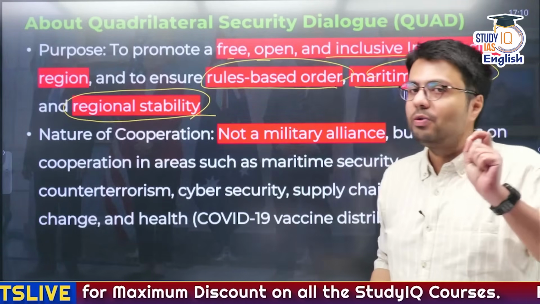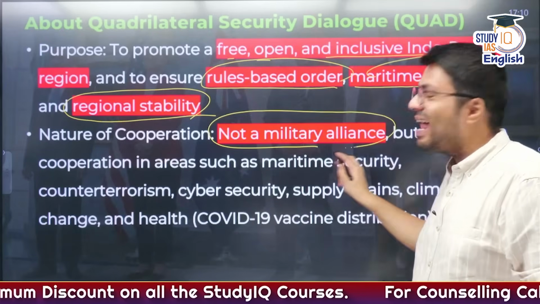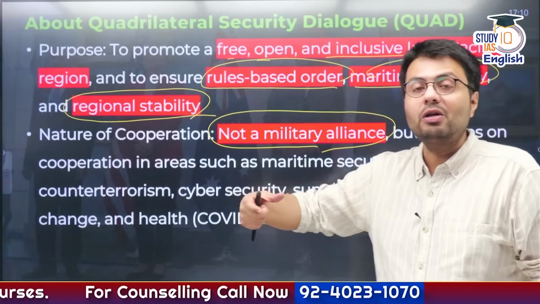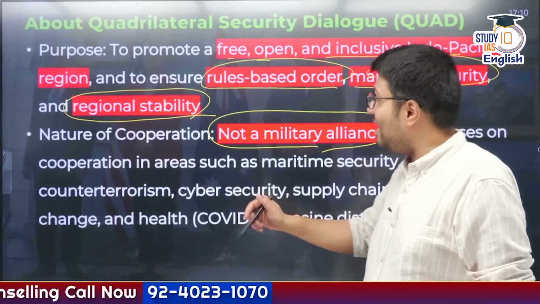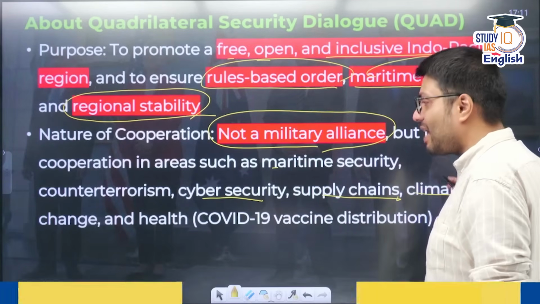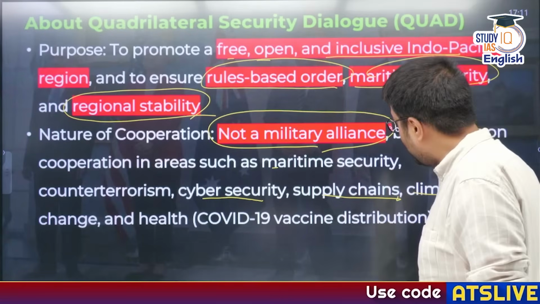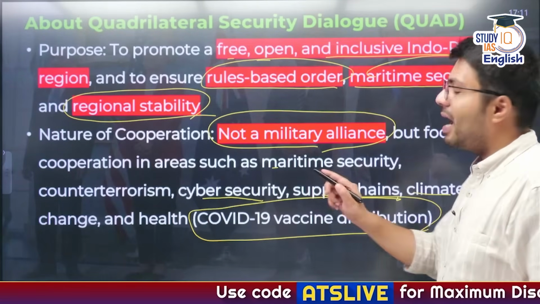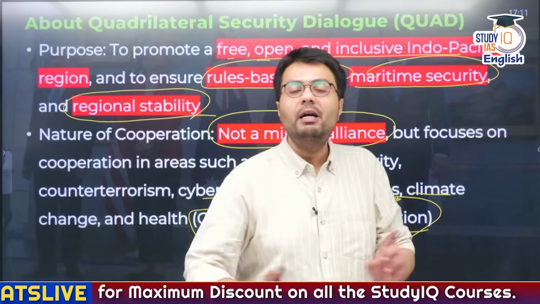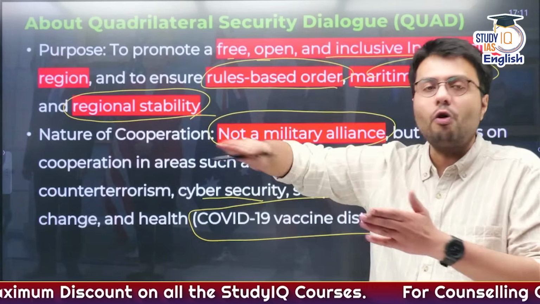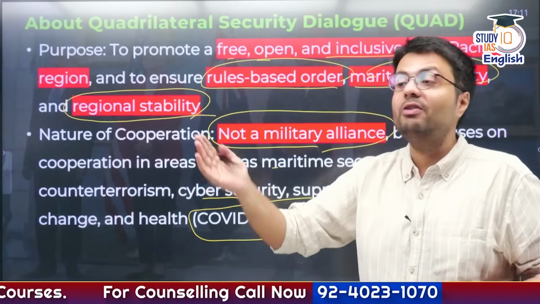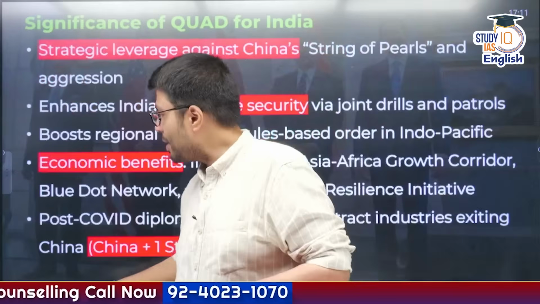What you need to understand, Quad is not a military alliance unlike NATO. Rather, it is a cooperation among these countries which stretches not just to maritime security but other areas also like counter-terrorism, cyber-security, supply chain resilience, climate change as well as the health sector, particularly after they took the initiative in vaccine distribution during the COVID-19 pandemic. So this is not a military grouping, it is an initiative which includes cooperation in various different domains, including security related, environmental related, and economy related.